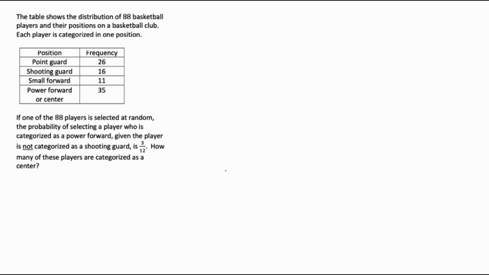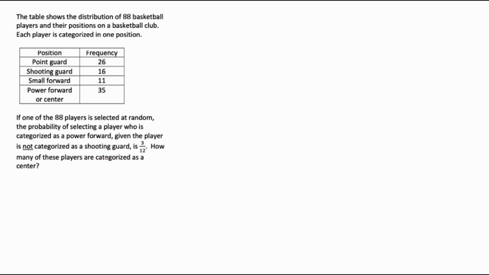So once again, pause the video right now if you want to solve this on your own, but when you're looking for the solution or if you get stuck, unpause, and here's the solution for this problem. So we know that this is a frequency table for the different positions of a basketball club, and we're told that if one of the players is selected at random, the probability of selecting a player who's categorized as a power forward, given that the player is not categorized as a shooting guard, is 3 out of 12, and ultimately we're looking for how many of the players are categorized as a center.